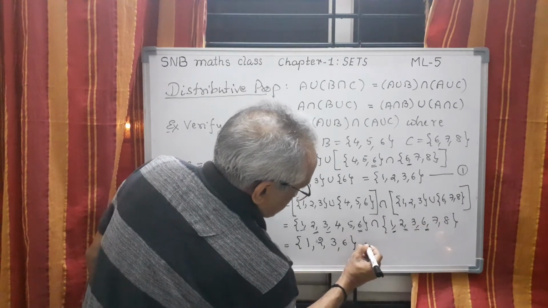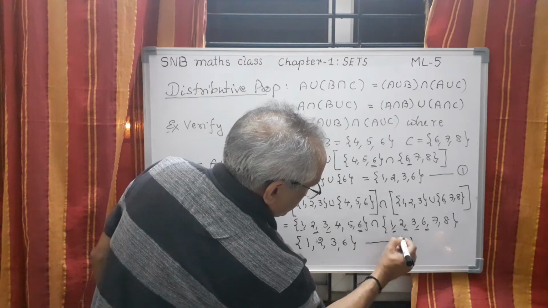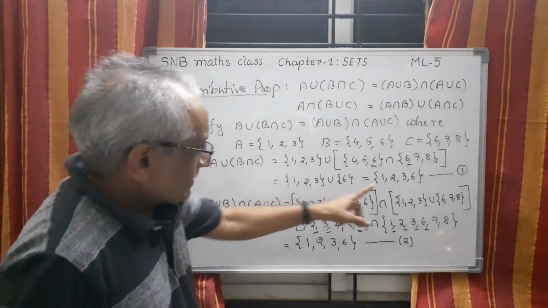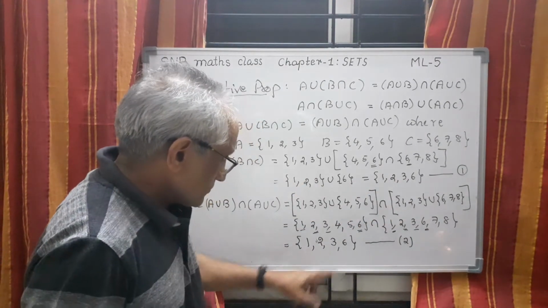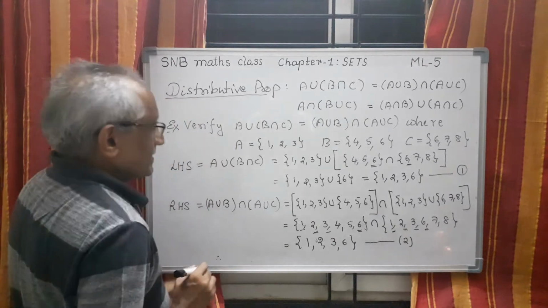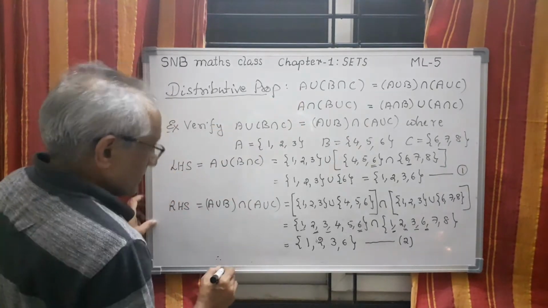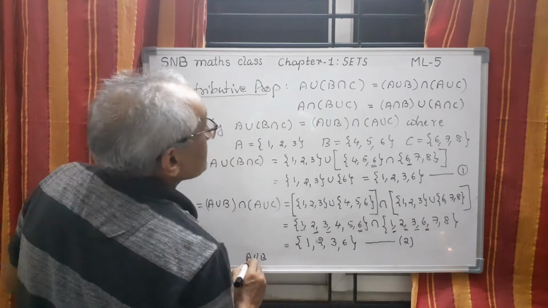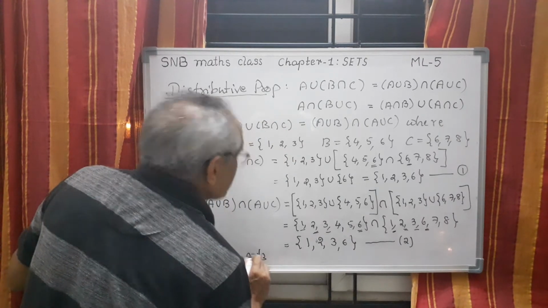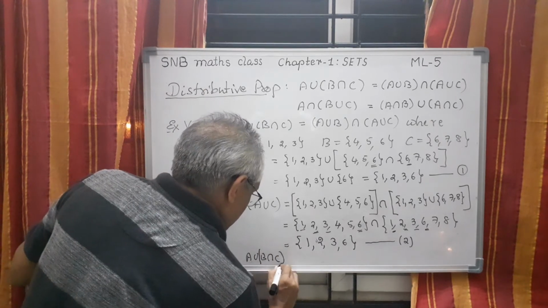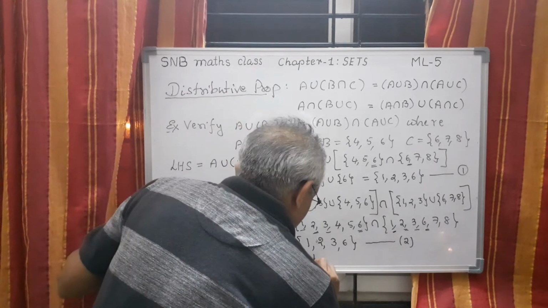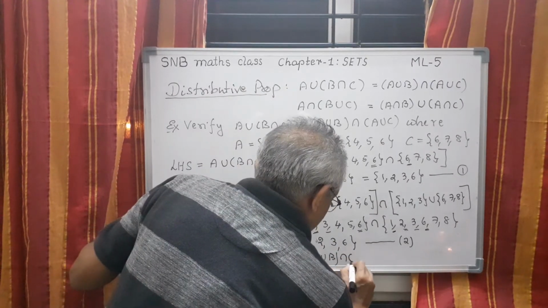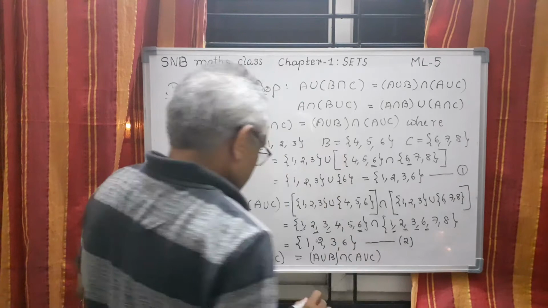Now look here. This is 2. Now 1, the left hand side is this one: 1, 2, 3, 6. Here also 1, 2, 3, 6. Therefore, of course, you have to write the same thing. Therefore, you have to write A union B. You write here A union B. Then, of course, your bracket. Then intersection C equal to A union B, A union B, then intersection A union C. So this is the proof.